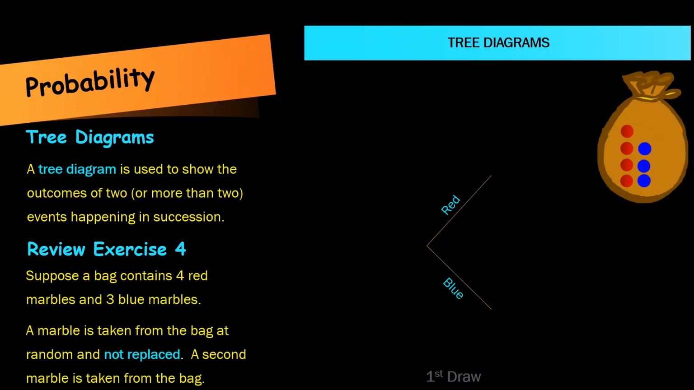We can either draw a red or a blue on the first draw. And again, on the second draw, we can either draw a red or a blue, as shown here. The probability of drawing a red on the first go is 4 out of 7. Once we have drawn this red, there are now 3 red marbles left in the bag and 3 blue marbles left in the bag. And so the probability of drawing a red on the second draw is 3 out of 6. And the probability of drawing a blue on the second draw is also 3 out of 6.